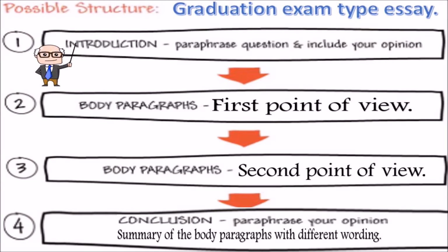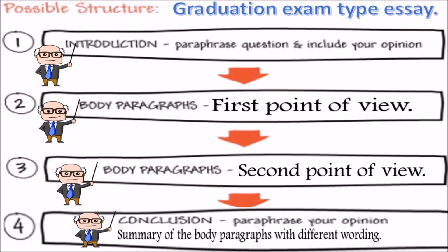First of all, we have the introduction, which is paraphrase the question and include your opinion. Number two, we have body paragraphs, first point of view. Number three, we have body paragraphs, second point of view. And number four, we have the conclusion: paraphrase your opinion and summarize the body paragraphs with different wording.